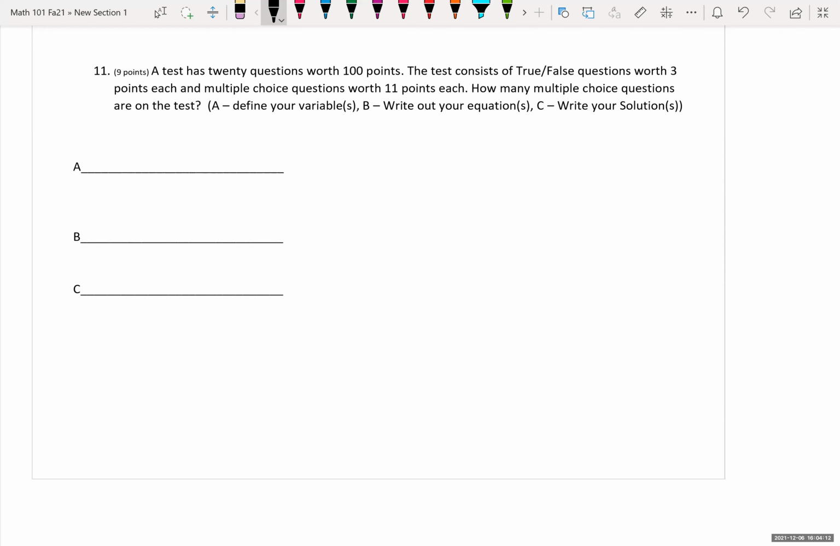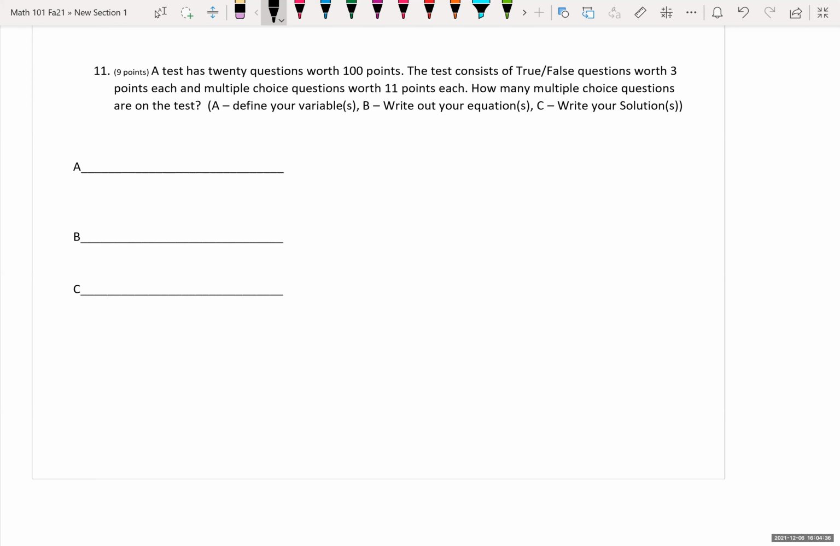We're starting to study for your final exam, and in front of you is your test question from the last test. It says a test has 20 questions worth 100 points. The test consists of true false questions worth 3 points each and multiple choice questions worth 11 points each. How many multiple choice questions are on the test?